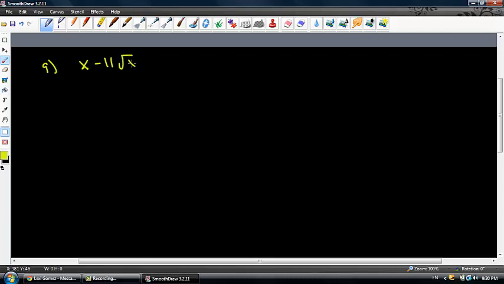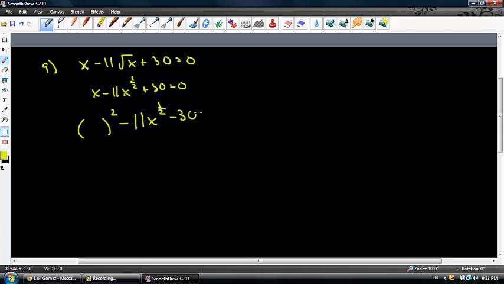Let's do 9. x minus 11 rad x plus 30 equals 0. So again, rewrite this rad x as negative 11x to the 1/2 plus 30 equals 0. And you got an x right here. So again, rewrite this x so that it has some kind of incorporation of 1/2 power in it. So it'll be something squared minus 11x to the 1/2 plus 30 equals 0. This is x to the 1/2. And again, if you don't remember, it should just match up with the second term.